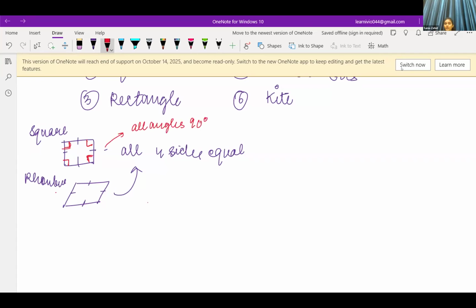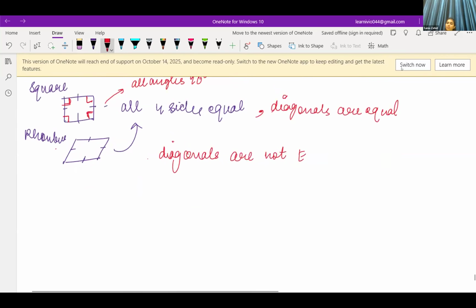Now what about the diagonals of a square? The diagonals of a square are equal. But what about diagonals of a rhombus? They are not equal. Parallel? How come diagonals are parallel, Umema? What is the meaning of diagonals? These are diagonals. How come diagonals are parallel? Diagonals are not equal. Okay. For example, if one of the diagonals is 2 root 2, then the other diagonal is also 2 root 2. For a rhombus, that's not the case. Diagonals are not equal in length. They are of different lengths.